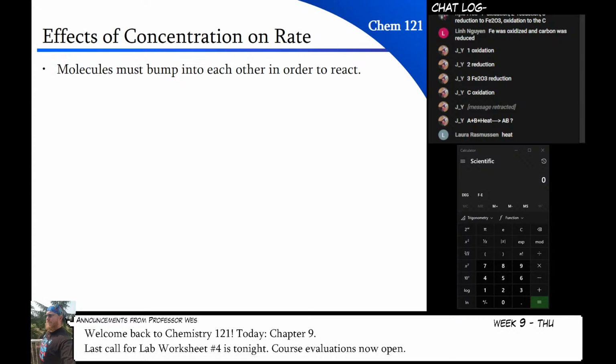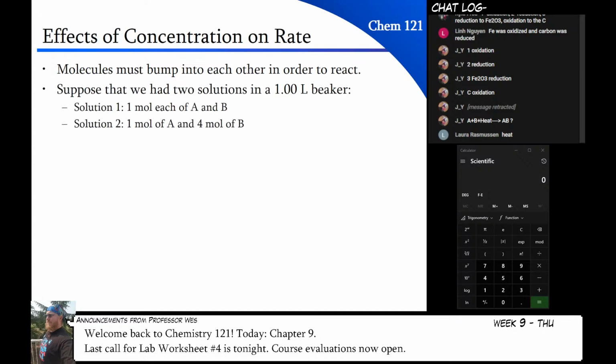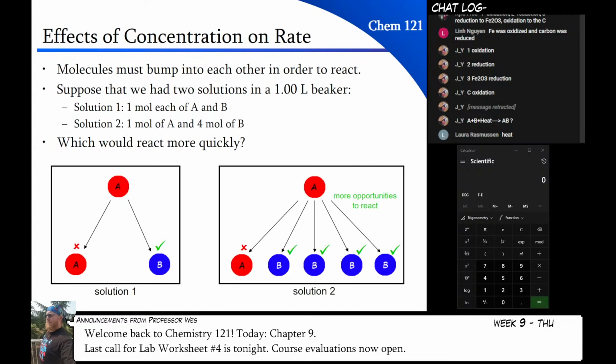Now, the next topic that we talked about was concentration. How much concentration affects the reaction rate is going to depend on your reaction. But in general, this would be true. If I had 2 solutions, and I had them each poured into a 1-liter beaker, I put 1 mole of both A and B versus 1 mole of A and 4 moles of B. If I have more B, and A and B are my reactants, then increasing the number of opportunities to react should increase the speed at which the reaction occurs.